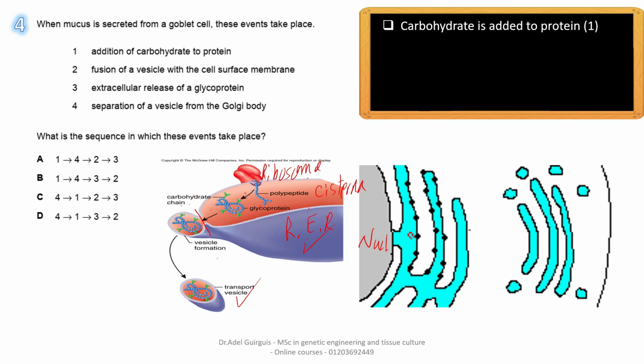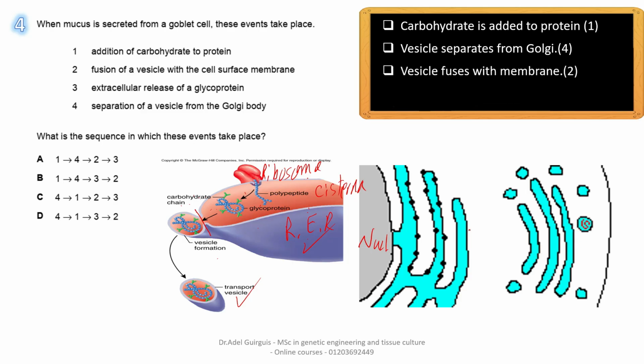Look please again. Okay, then release of the transport vesicle, then attachment with the Golgi, another folding, then the secretory vesicle attaches to the cell surface membrane, where exocytosis of glycoprotein takes place at the end of this journey. Look, glycoprotein is released in this step. Look, exocytosis. So the sequence is 1, 4, 2, 3. So the answer is A. Okay.